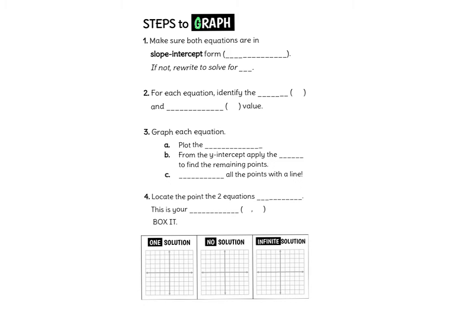So, steps to graphing a system. Step 1, we're going to make sure that both equations are in slope-intercept form, which is y equals mx plus b, okay? If not, we're going to rewrite the equation to solve for y. So for example, if we have an equation that's in standard form, the first thing we're going to do is solve that equation for y before we start to graph it.